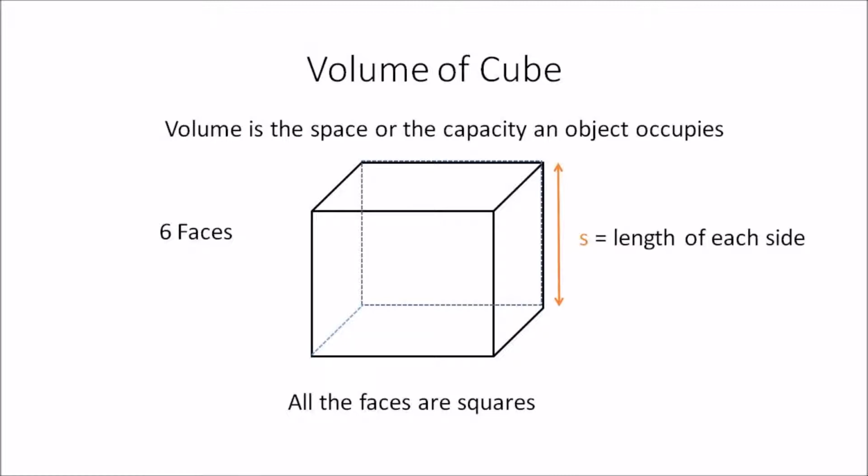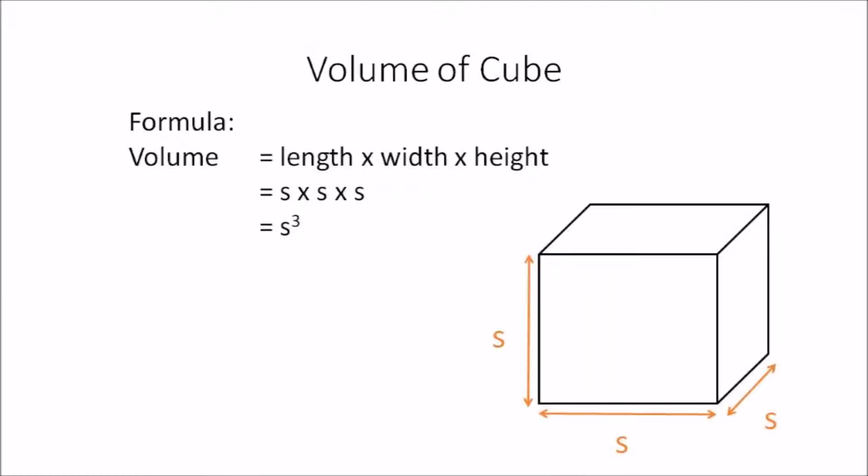Now a cube has 6 faces. All the faces are squares, and for the purposes of this video and to discuss the formula in order to calculate the volume of a cube, we'll use S to denote the length of each side of a cube. So the formula to calculate the volume of a cube is very simple. It's length times width times height.